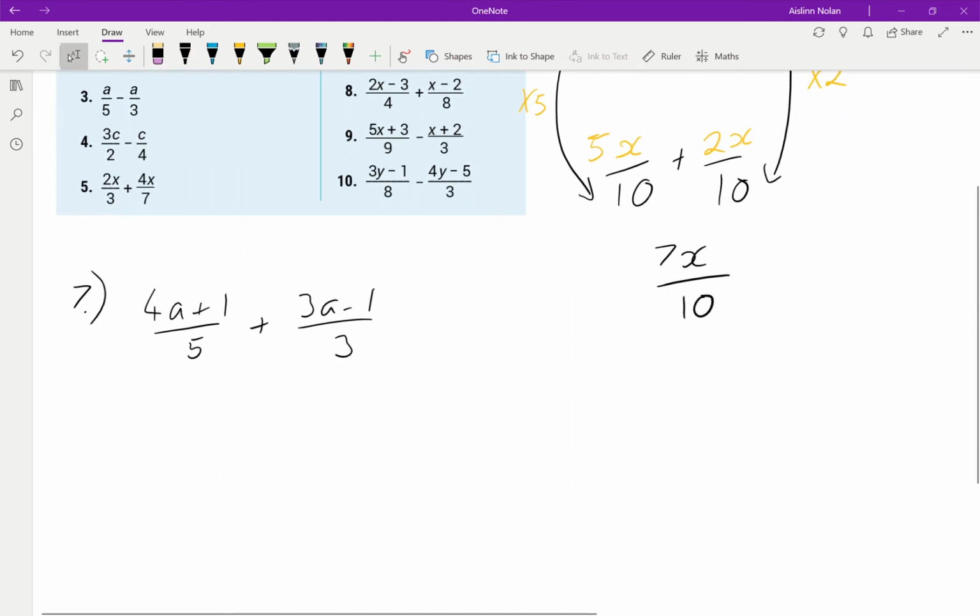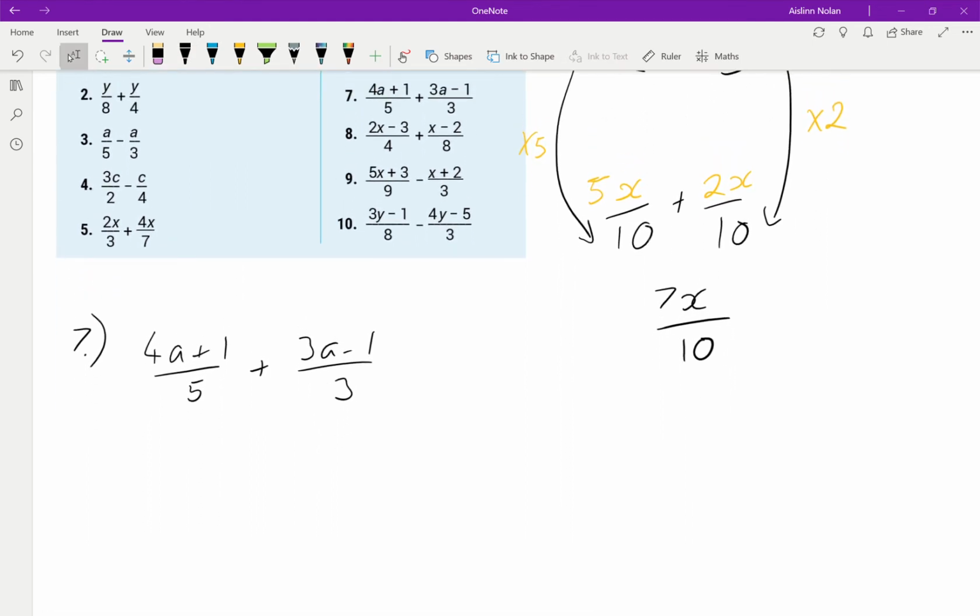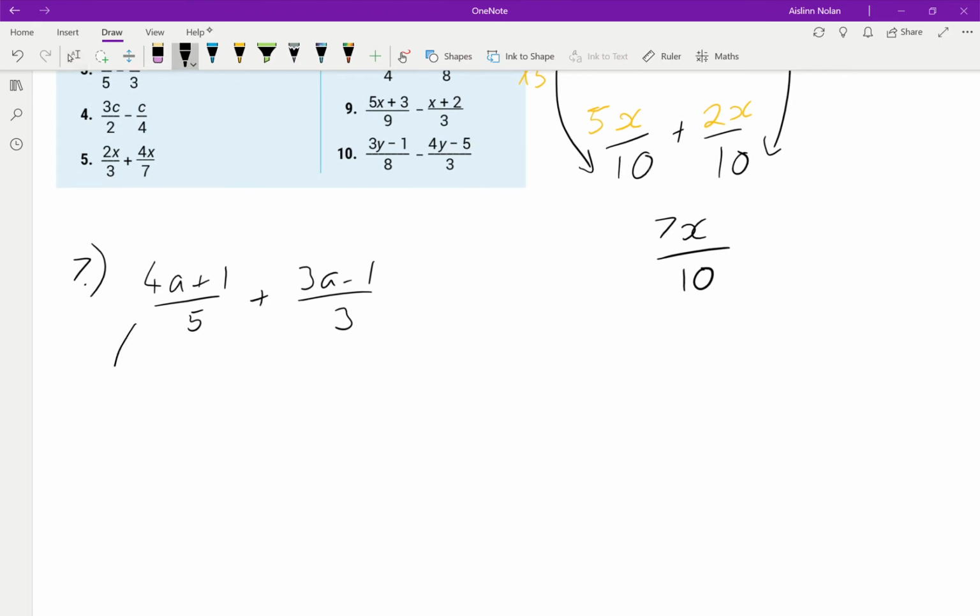If we look at question 7 next, we have to do the same thing. We want to get a lowest common denominator between 5 and 3. So our lowest common denominator here, or the lowest common multiple of 5 and 3 would be 15. Five multiplied by 3 would give us 15. So we have to multiply the top by 3 as well. And 3 by 5 would give us 15, which means we'd have to multiply the top by 5 as well.